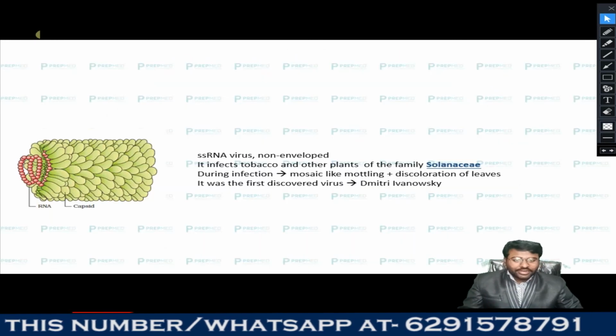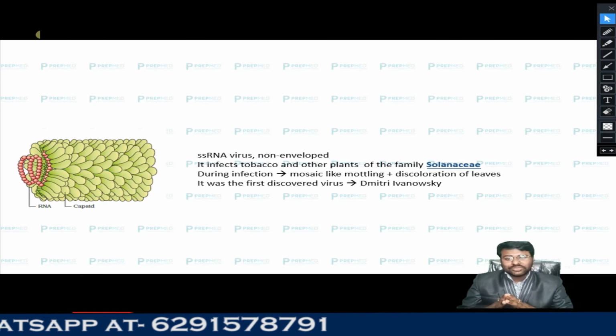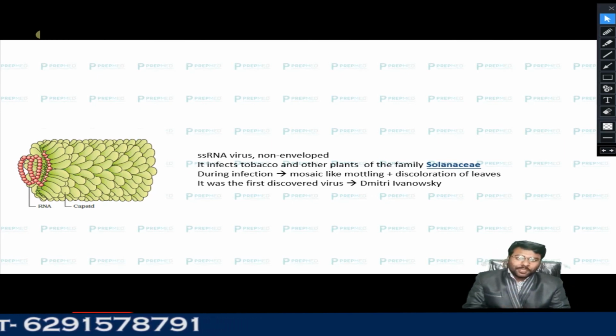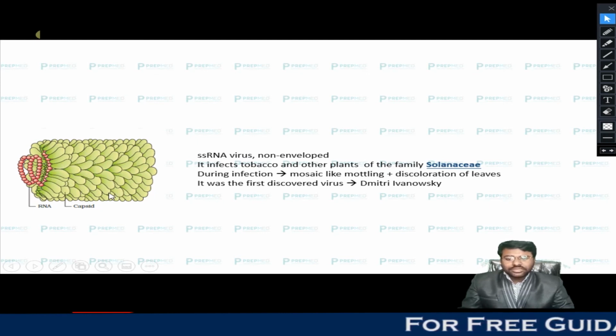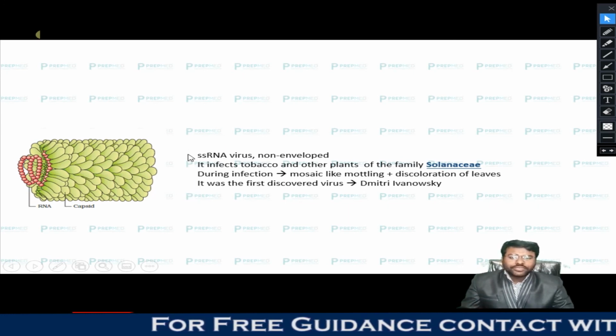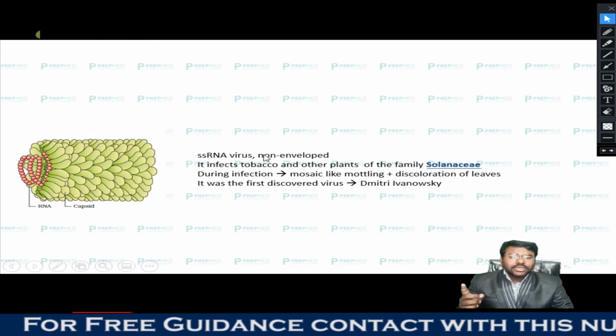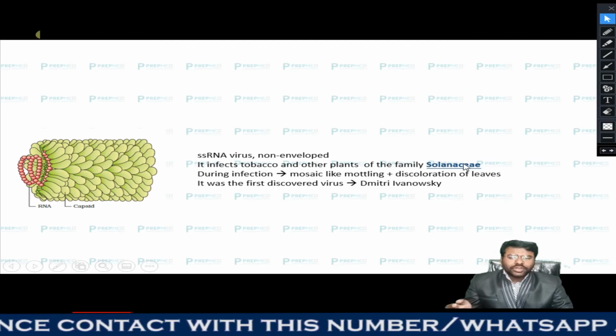Coming to the next slide, slide number 2, this is the most interesting virus in your syllabus. This is the TMV, tobacco mosaic virus. First of all, this is the ssRNA, single-stranded RNA, and this green-like coat is the capsid. This is a fact: it is an ssRNA virus and non-enveloped, and it mainly affects the Solanaceae family.